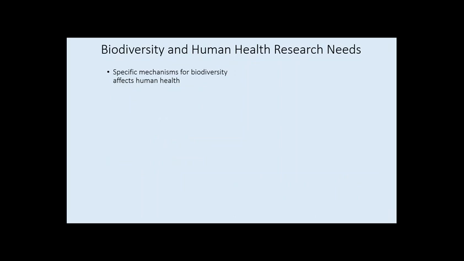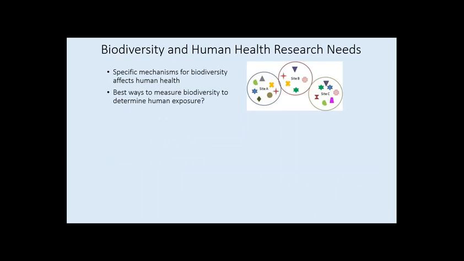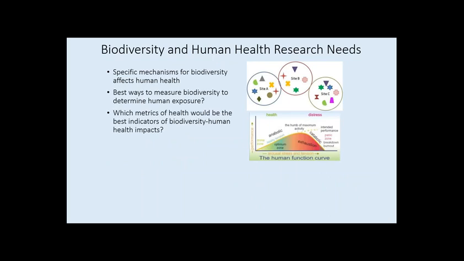So I want to conclude again here, though. This field is clearly just opening up, and there are tons of interesting research needs here. So first of all, we really need to better understand the specific mechanisms of why and how biodiversity can affect human health. And this means we need the best ways to measure biodiversity to determine human exposure when we are experiencing different types of biodiversity in nature. We also need to better understand which metrics of health would be the best indicators of biodiversity's human health impacts. What should we be measuring in ourselves, and what should we be measuring in the natural world to really get at these relationships the best?